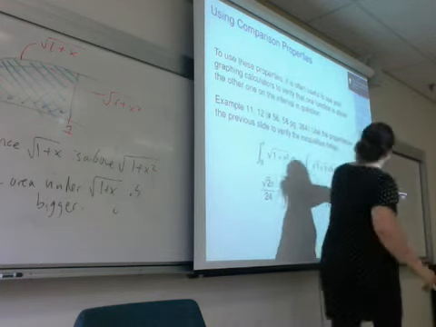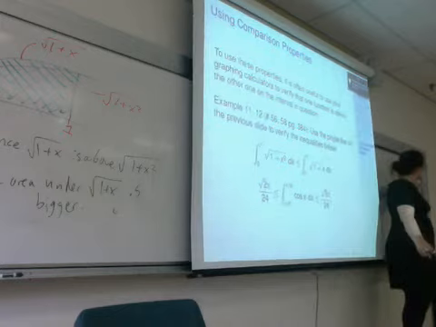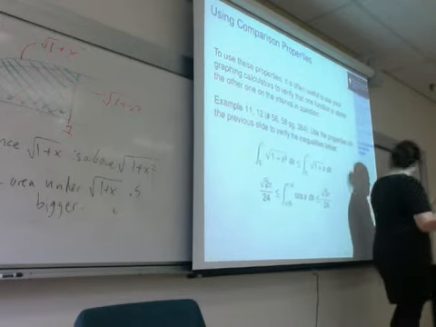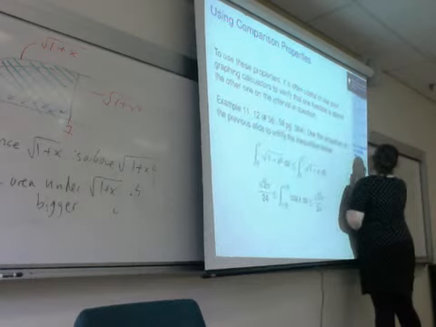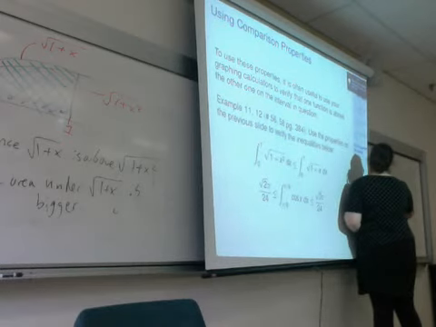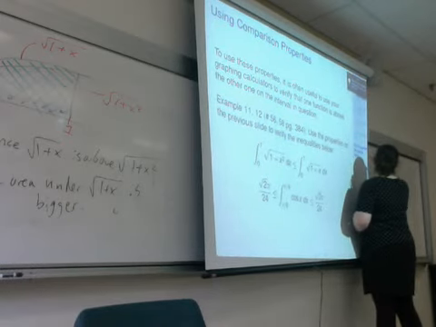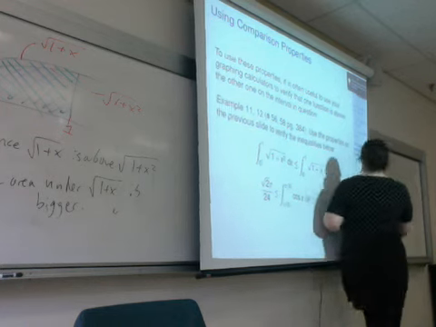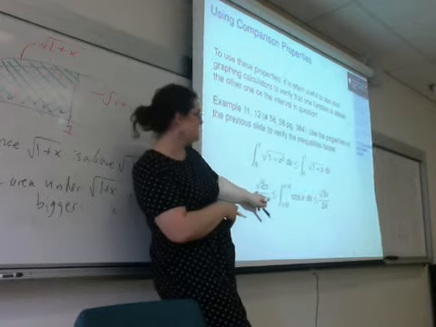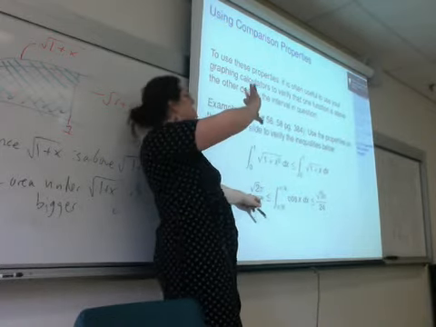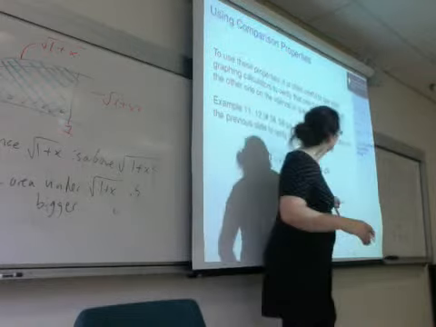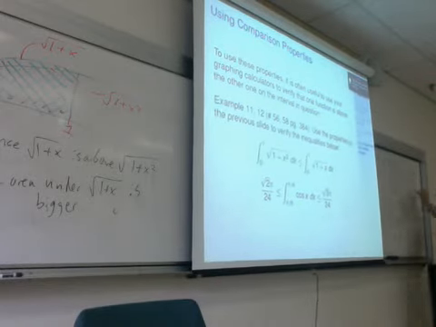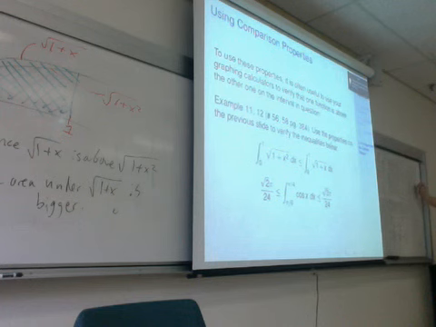So the height is square root 2 over 2 here, square root 3 over 2 here, and the width is pi over 12. To calculate the red rectangle's area, it's the height times the width: square root 2 over 2 times pi over 12, which is square root 2 pi over 24. So that's where this number comes from: the width of that rectangle times its height. This number comes from the blue one. Here we have square root 3 over 2 times pi over 12, which gives you square root 3 pi over 24.